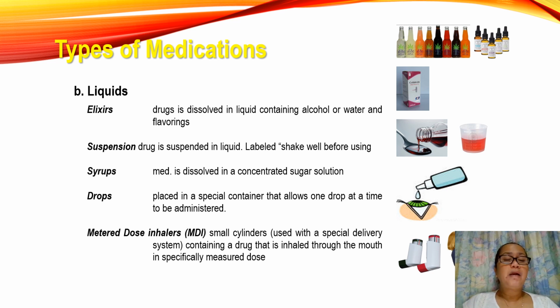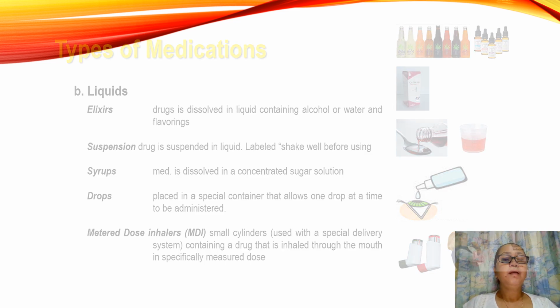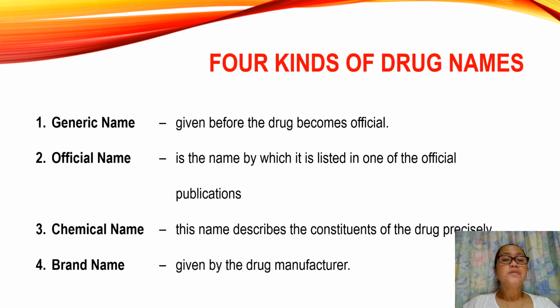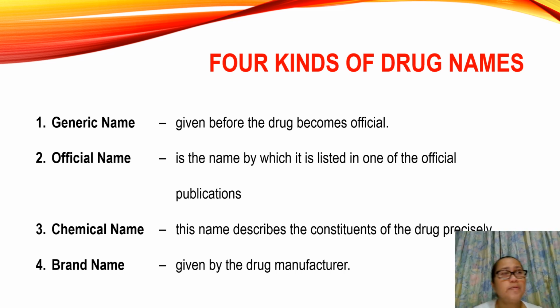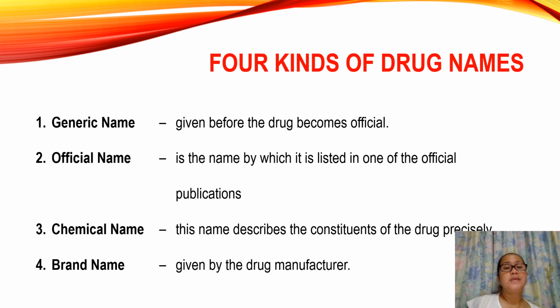And then we have your metered dose inhalers or your MDI. These are small cylinders that use a special delivery system containing a drug that is inhaled through the mouth in a specifically measured dose. Those are for your asthma, your MDI. So you have the solids, and then your liquids, and then we have also your MDI.